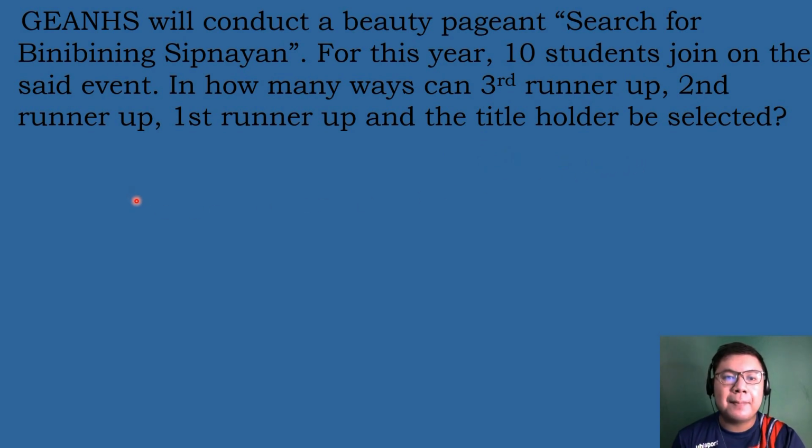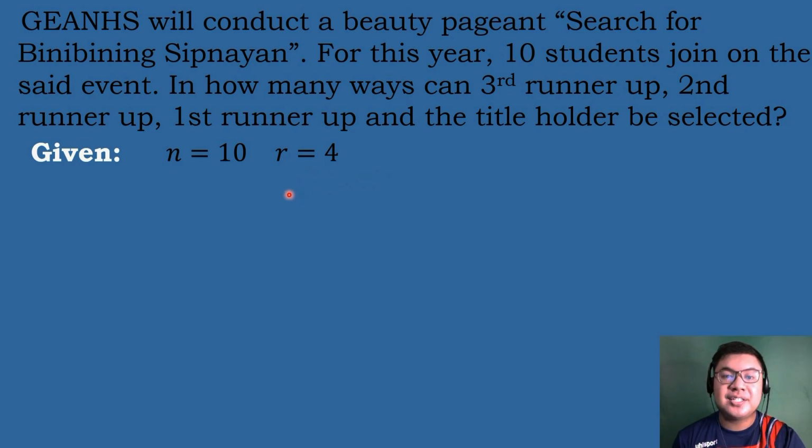So the first step is to identify what kind of permutation this problem is. To do that, let's identify the given first. We have n, the number of objects, which is equal to 10 because there are 10 students who will join on the said event. And we have the question: in how many ways can third runner-up, second runner-up, first runner-up, and the title holder be selected? Meaning to say the value of r will be equal to 4.